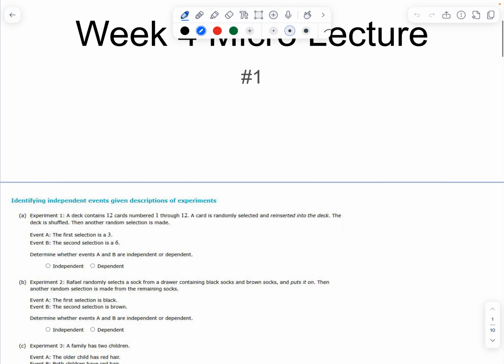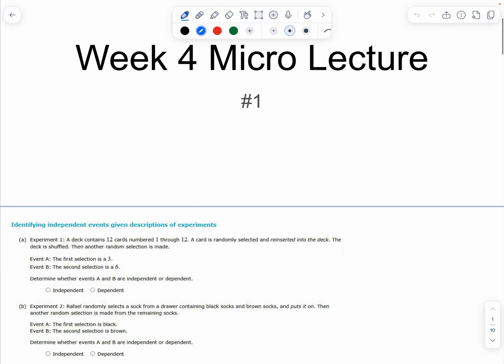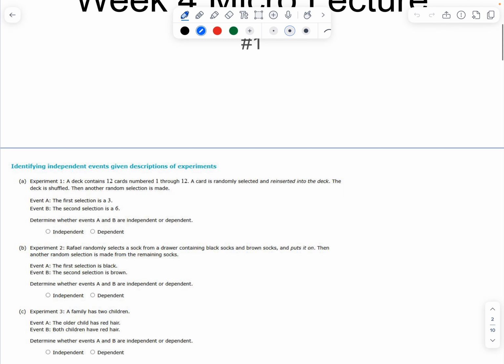Hello, everyone. It's Jessica Parcell, and we are in week 4. And we're going to take a look at identifying whether events are independent or dependent on each other. So we're deep into probability.